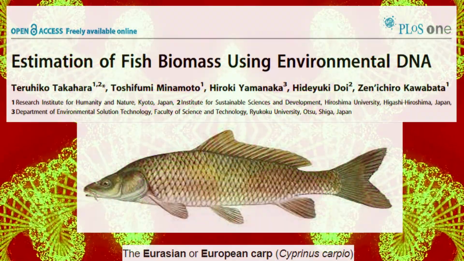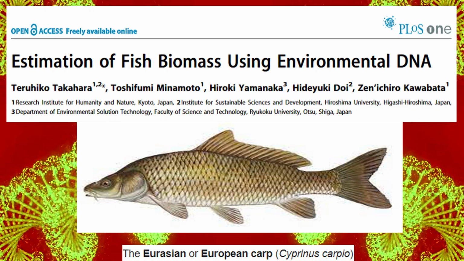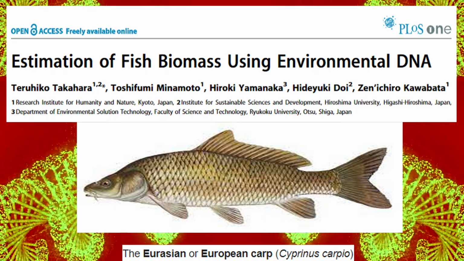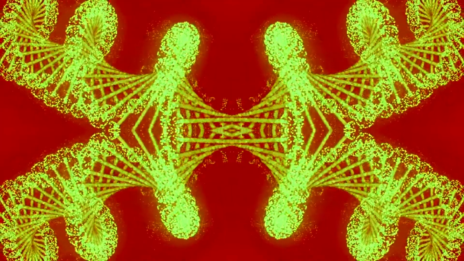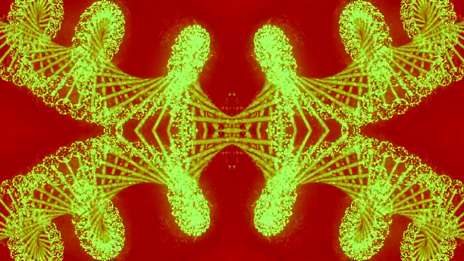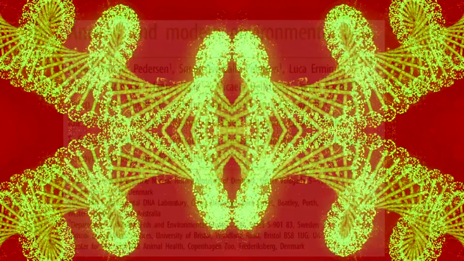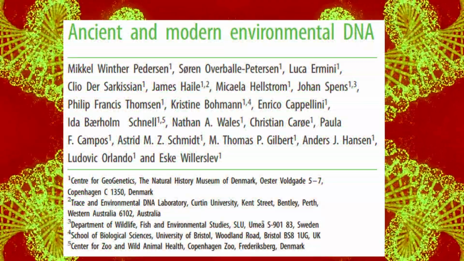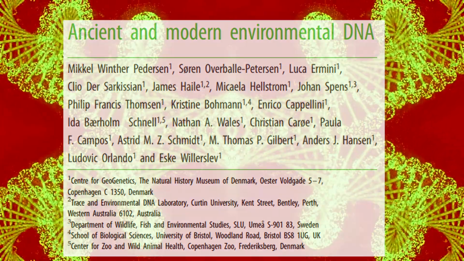In 2012, it was used to estimate the presence of aquatic vertebrates and the biomass of fish, namely the common carp. In the past 2 decades, eDNA research has progressed from the retrieval of small fragments of mitochondrial DNA to large-scale studies of ancient species and even whole mitochondrial genome sequences of extinct species.